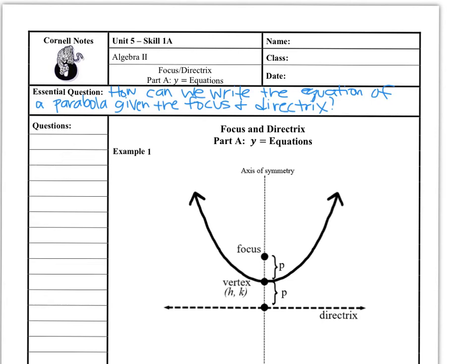This is Unit 5, Skill 1A. Notes, Focus, and Directrix, Part A, y equals equations. So pause the video to write down your essential question. How can we write the equation of a parabola given the focus and directrix?